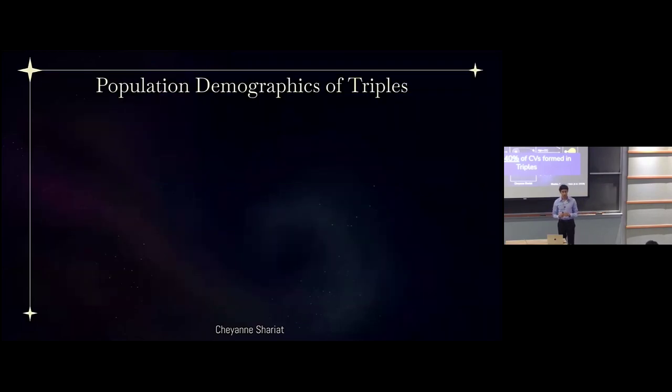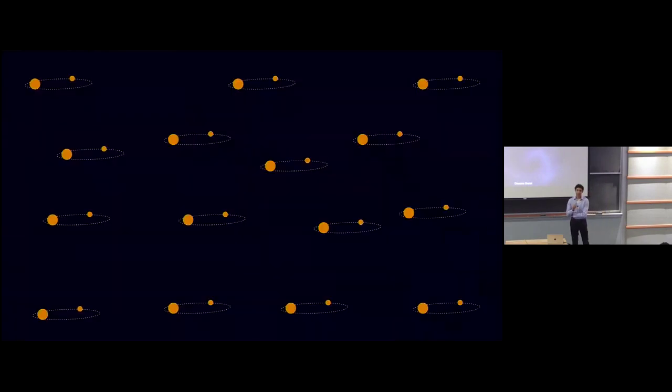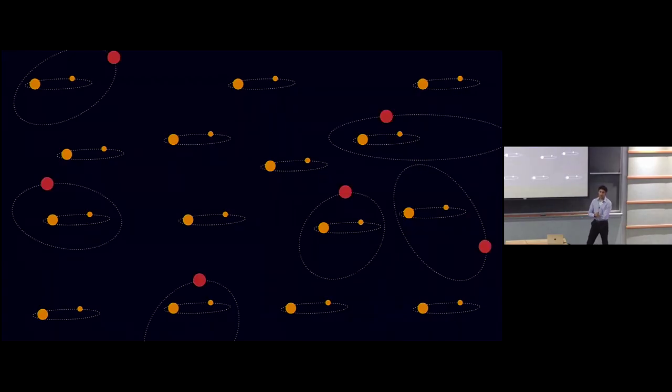So in the last third of my talk, I want to quickly talk about where we are and how we're moving forward. And I'm interested in understanding the demographics of the triple population. And so this is what we have in mind when we do binary population synthesis. This is what I have in mind when I look at the galactic field.